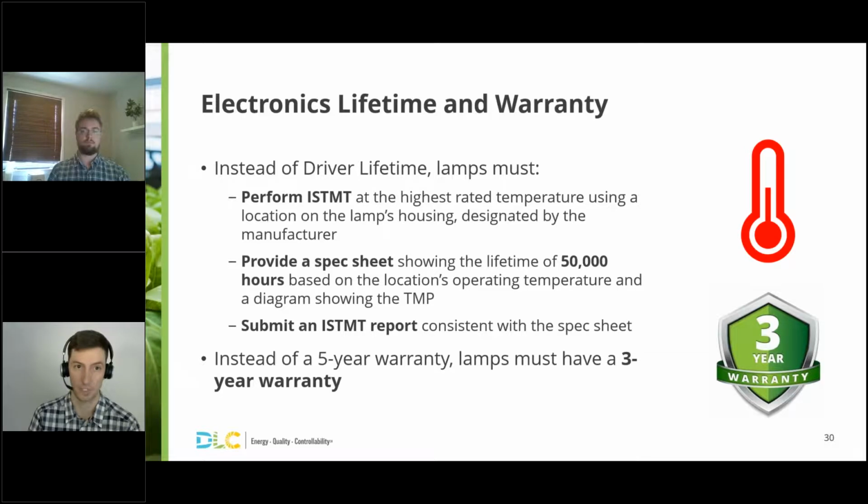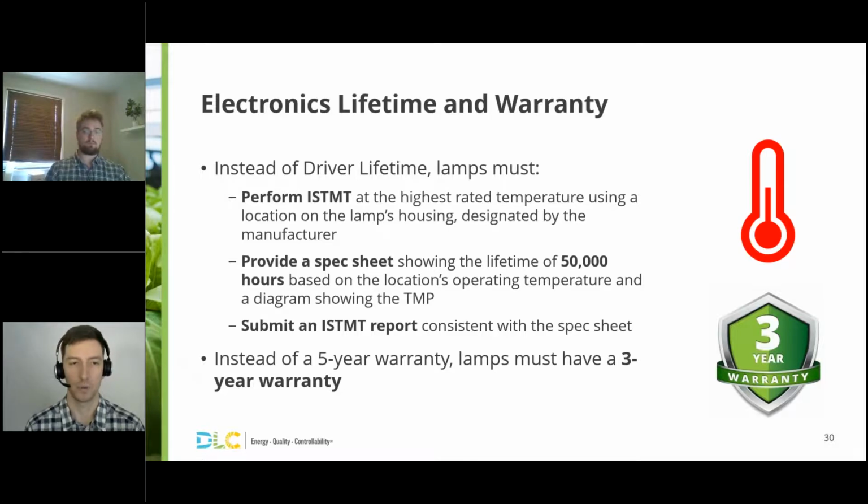So first, regarding the electronics lifetime, the feedback that we received is that for most integral driver lamps, the driver is not really a distinguishable part of the lamp, but more that the circuitry is often integrated or interwoven into the electronics of the lamp emitting light, and therefore it's not a single element to make a claim about lifetime that this single piece is the driver. It's the whole unit.